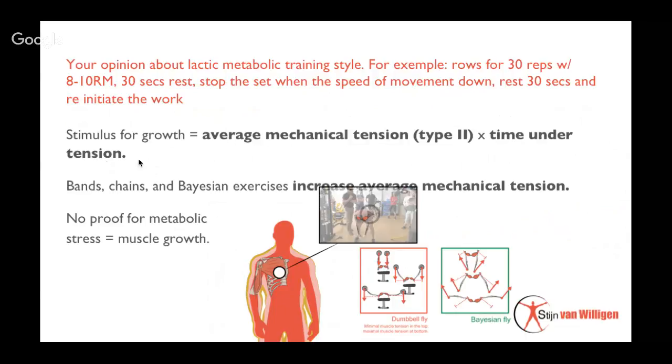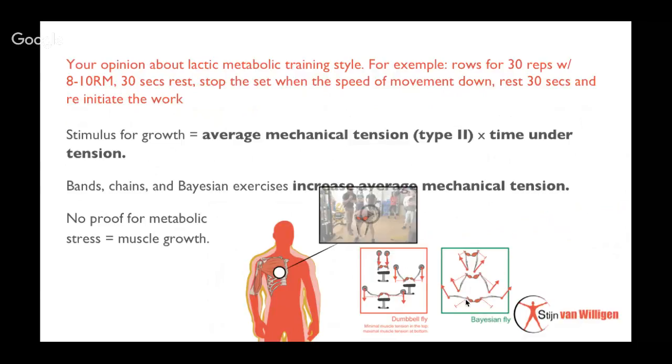And this doesn't mean you can just hold your dumbbell still and not move. You should apply the time under tension over the full length of the muscle belly. So that's why you need the full range of motion. And that makes bands, chains, and Bayesian exercises very good because they increase the average mechanical tension.